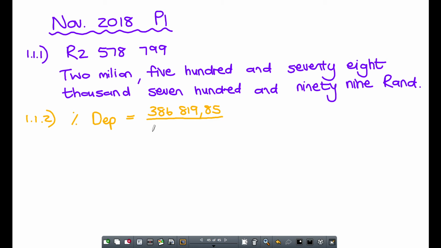Over the price of the house, which was 2,578,799. And then to convert to a percentage, we multiply by 100. Or you could have said 100 over 1. It's going to give you exactly the same thing. And that means it was 15%. On the dot.